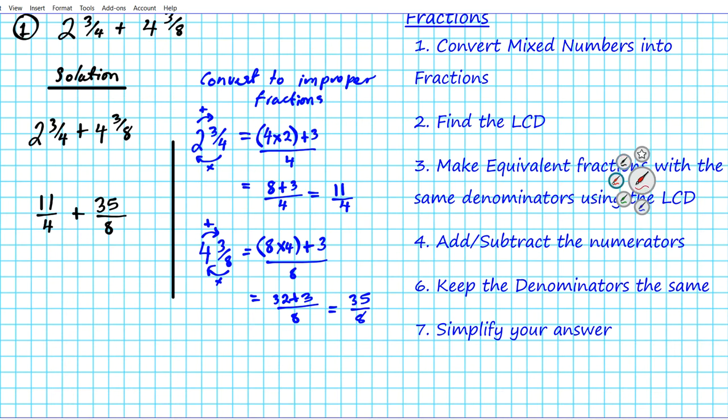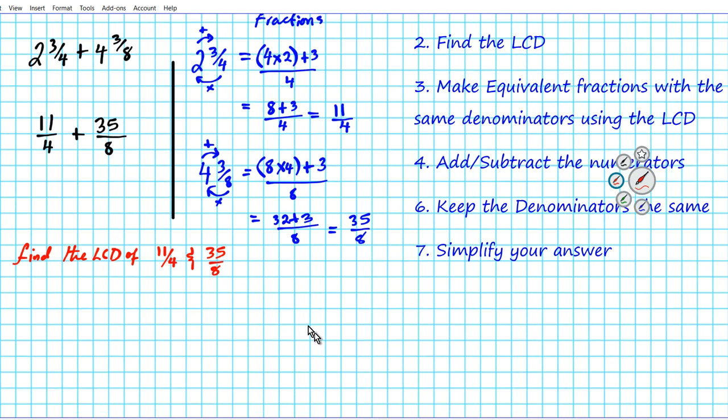Okay, so let's specify what we're about to do now. We need to find the LCD of the two fractions we're adding, 11 over 4 and 35 over 8. So to do that, let's go ahead and use our LCD chart. We're going to extract the denominators of these two fractions. We're going to look for the LCM of the denominators, and that will be the LCD of the fractions containing those two numbers as your denominators.